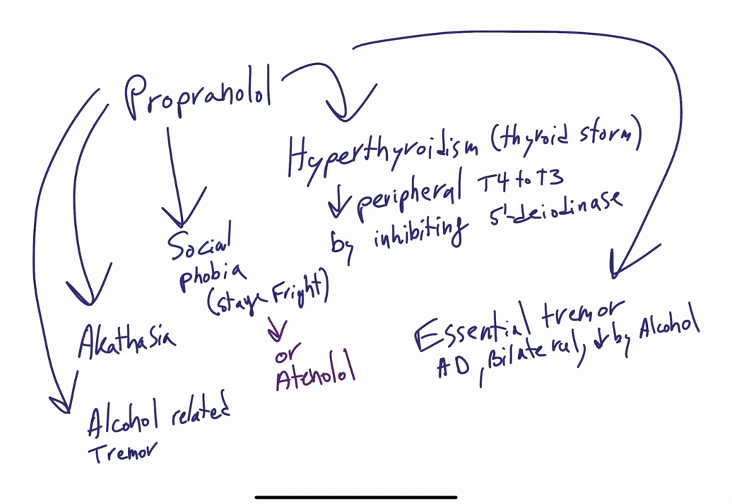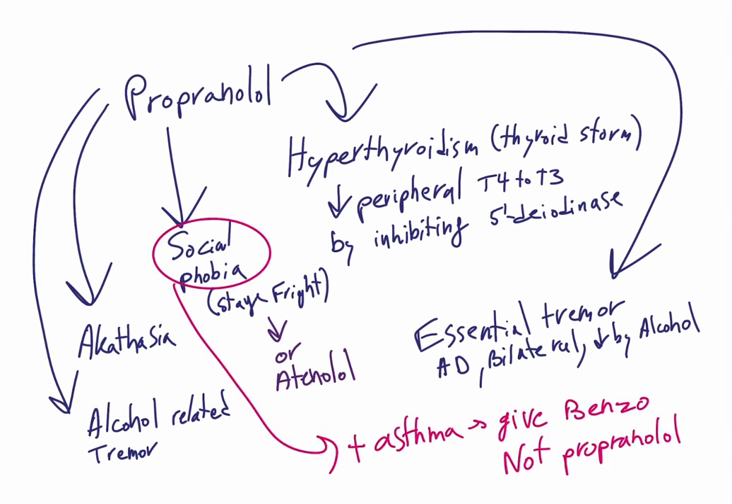So for social phobias such as stage fright, propranolol or atenolol are used. However, for specific phobias such as flying, a benzo is used instead. If they give you a patient with phobia as well as asthma, you have to know that you do not give propranolol to a patient with asthma. Instead, you give them the benzo.